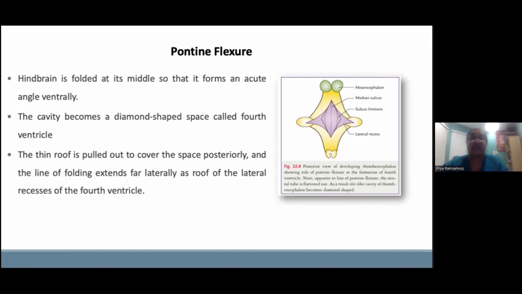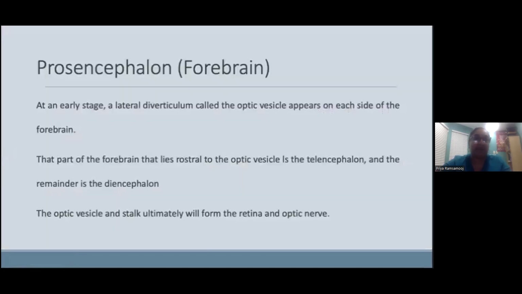Now, why would these lateral recesses derived by the pontine flexure be important? It is that at the tips of these recesses and the inferior angle of the ventricle, the thin roof is going to break down. When it breaks down, it forms the apertures, that is, the lateral foramen of Luschka and the median foramen of Magendie, through which the cavity of the neural tube then communicates with the surrounding subarachnoid space.